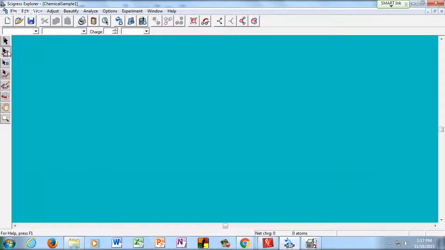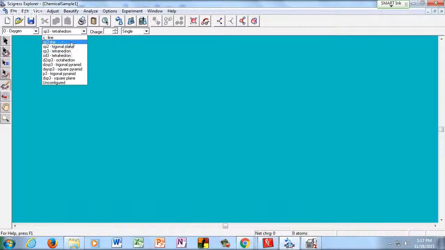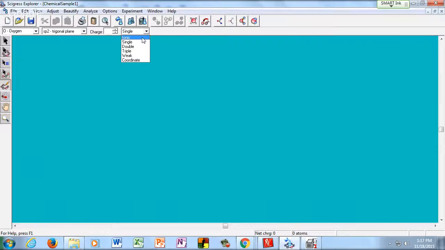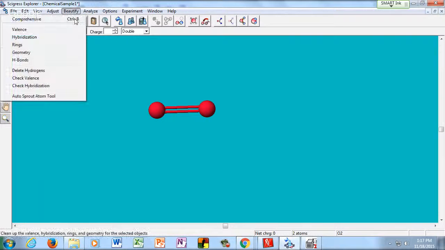So this is a program called Cygress, which is a way that you can draw molecules and then run energy calculations on them. And one of the calculations you can do is it will actually figure out what the molecular orbitals look like. So let's see if we can do that. SP2 hybridized oxygen atoms. So that's pretty simple.